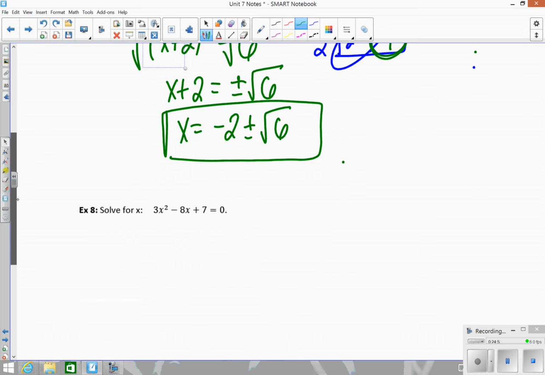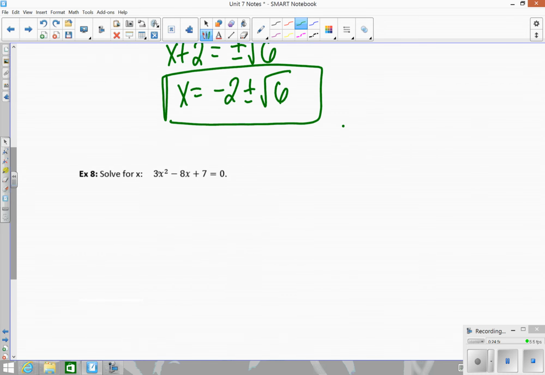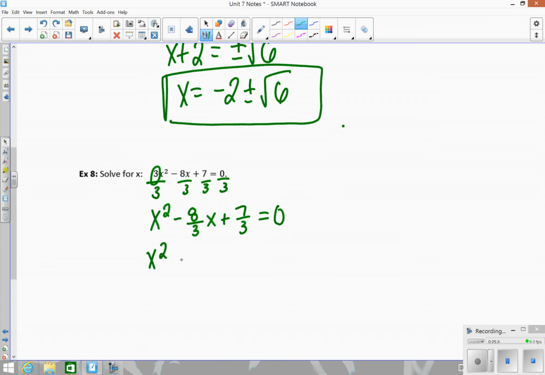And one last example. What happens when you have a leading coefficient and it doesn't divide nicely? Well, the easiest way to do this is probably still to just go ahead and divide it, but leave things as fractions. So I'm going to have x squared minus 8 over 3 x plus 7 over 3 equals 0. And it just means that you're going to have to work with fractions. So I have x squared minus 8 over 3 x equals negative 7 over 3.